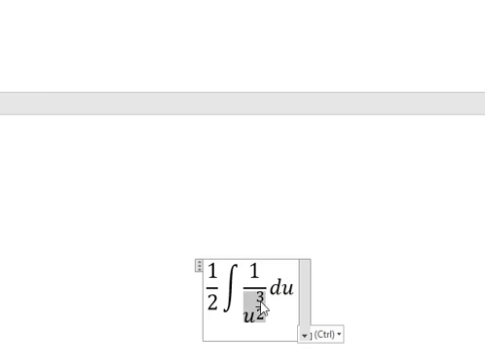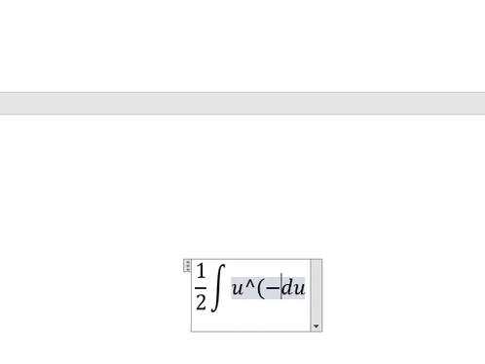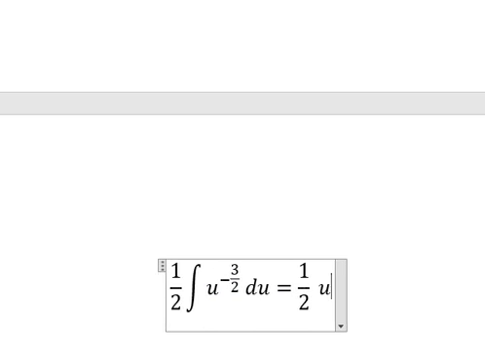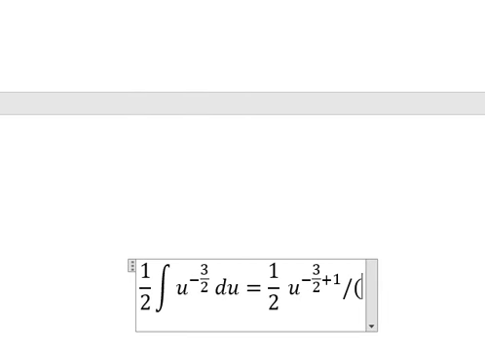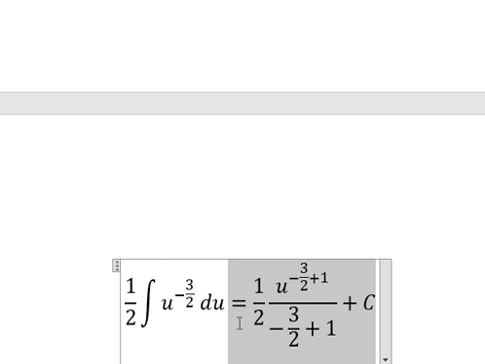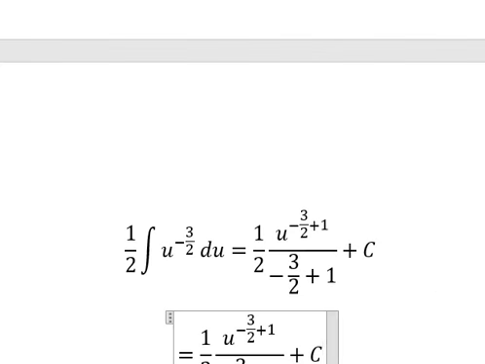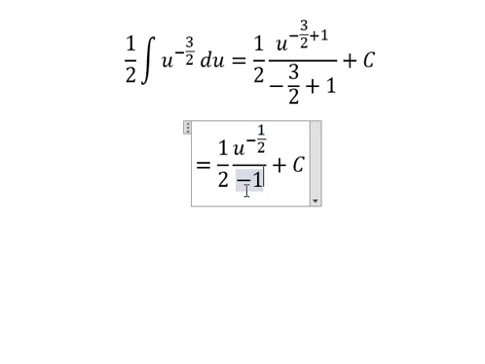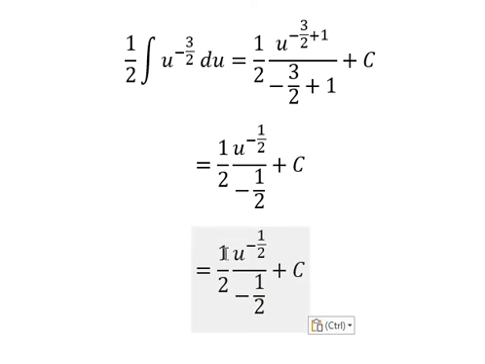So if we want to put this one on numerator, we have u to the power of negative 3 over 2. And now we have the final answer. So this one we have negative 1 over 2. Number 2 and number 2 we cancel, and I will put negative sign on here.